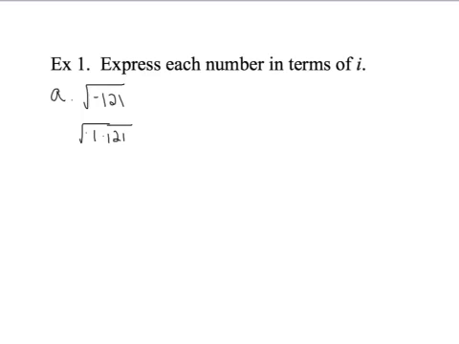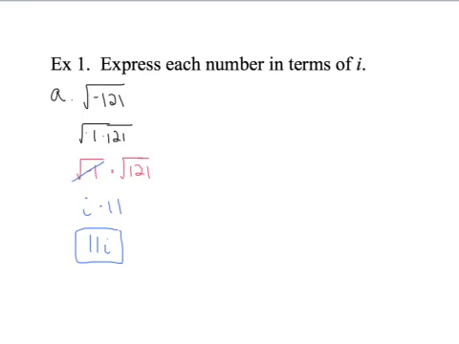If you wanted to go a step farther and say, okay, this is really the square root of negative 1 times the square root of 121, you can also write this step too. Now we know the square root of negative 1 is i. And we also know that the square root of 121, that's 11. 121 is a perfect square. So when we write our final answer, we're going to write it as 11i.